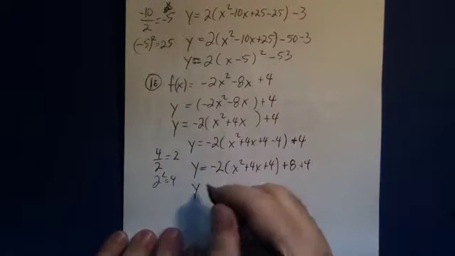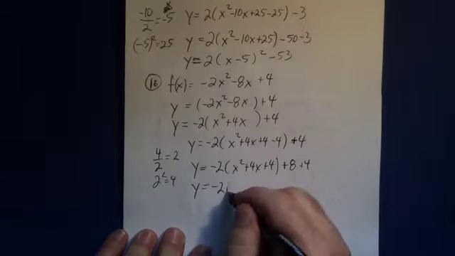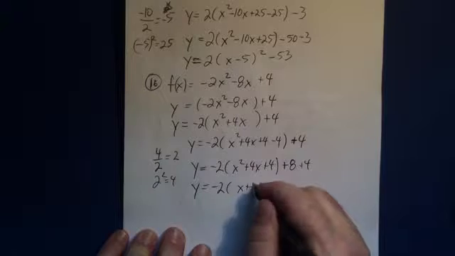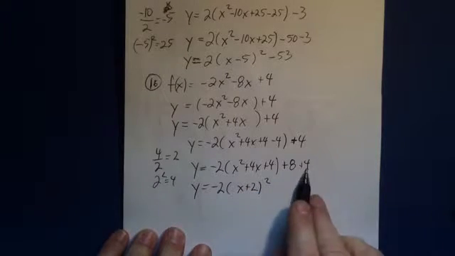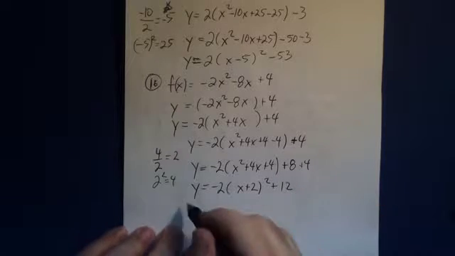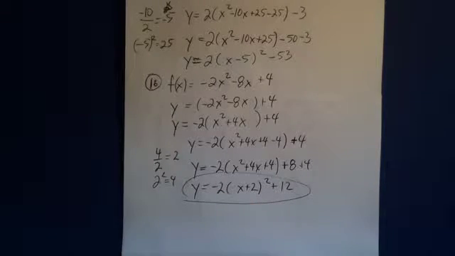So now what I can do is I'm going to write this as y equals negative 2 times, well, x squared plus 4x plus 4. That's x plus 2 squared, then a plus 4, that's equal to plus 12. And we are done.